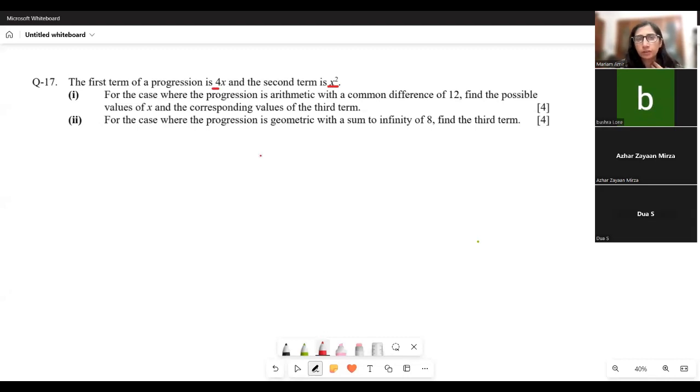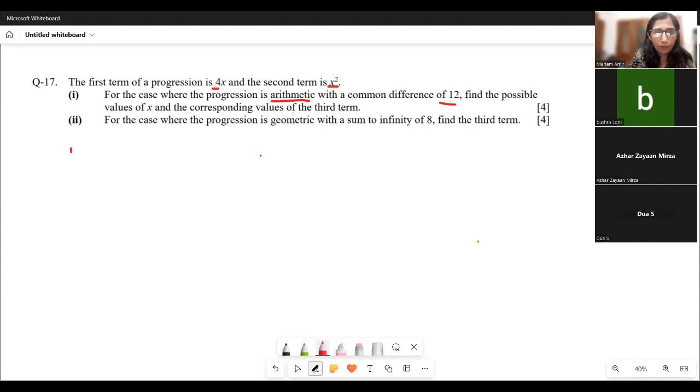The first term of a progression is 4x, the second term is x squared. For the case where the progression is arithmetic with a common difference of 12, find the possible values of x and the corresponding values of the third term.